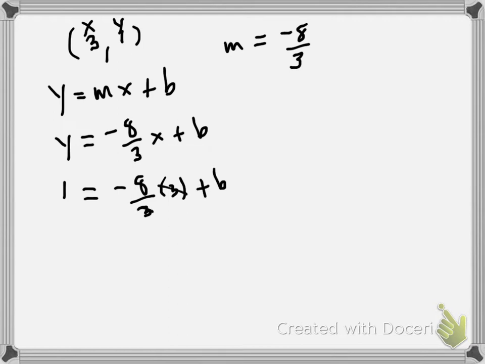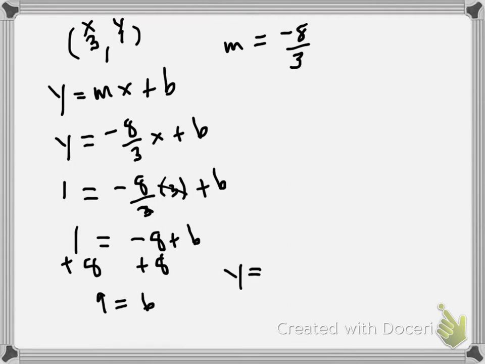So we get a little lucky here because 3 divided by 3 is equal to 1. Those will just cancel. Don't have to worry about fractions anymore. And then we'll just solve for b. So we'll move the 8 over to the other side. So we'll get 9 for our b value. So our equation is just going to be y = -8/3 x + 9.